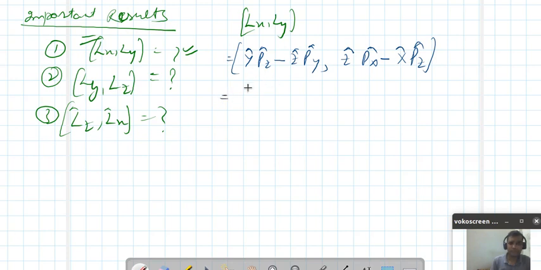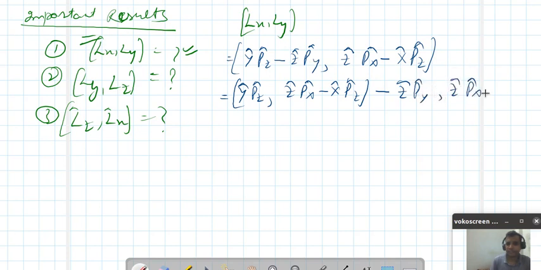It can be simplified as: this is y pz, it's commutated with this, and so it is z px minus x pz, then minus z py, it's commutated with z px minus x pz, right? So it can be split into two different terms.